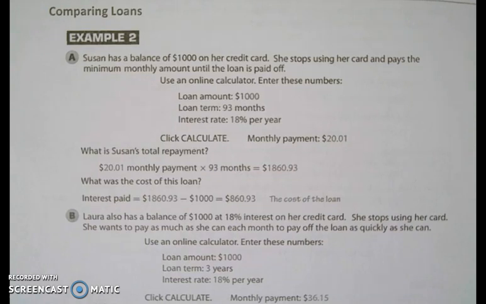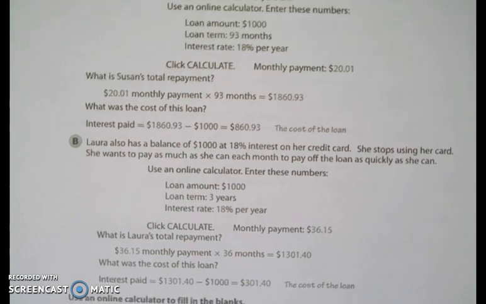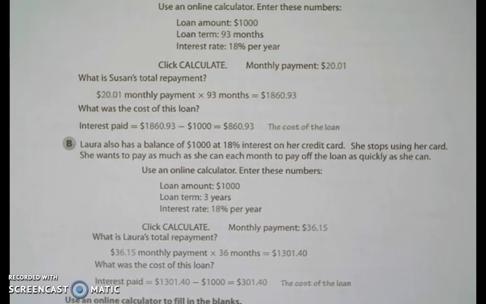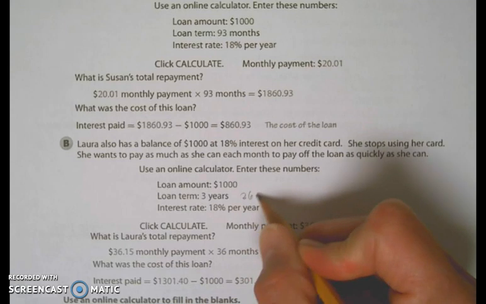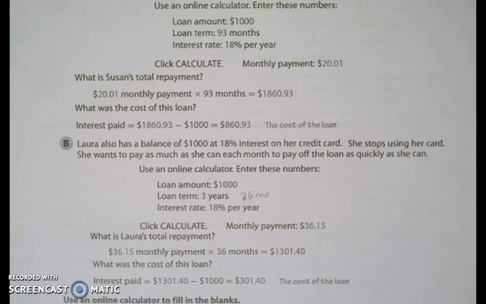Next example. Laura has a balance of $1,000 at 18% interest on her credit card. She stops using the card. She wants to pay as much as she can each month to pay off the loan as quickly as she can. So again, put in $1,000, loan term, 3 years. Remember that 3 years is actually 36 months because it's in terms of months, and interest rate at 18%. Once you click calculate, all of these values will be given to you.